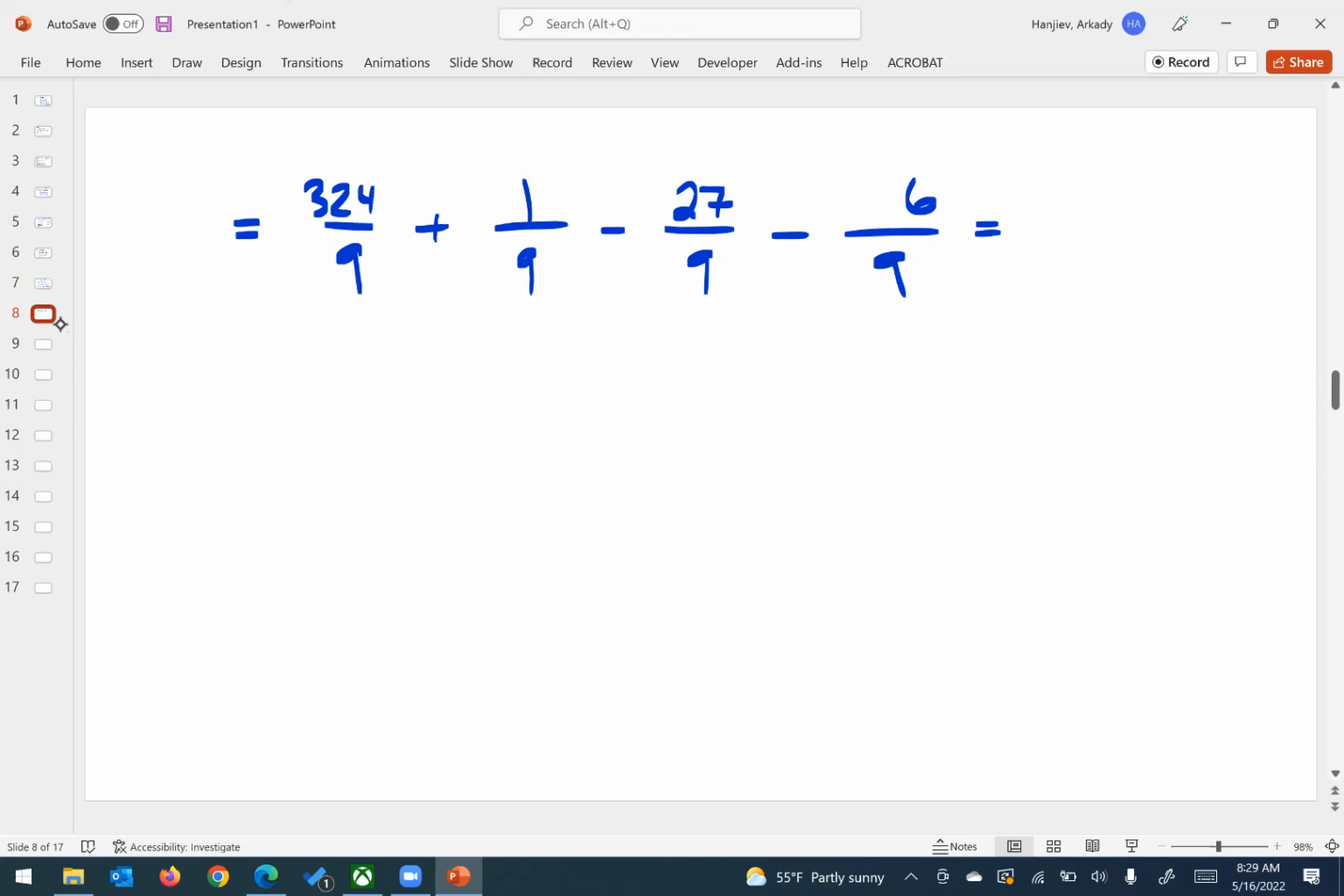Is 32.4. Oh, gotcha. What's just the top? What's 324 plus 1 minus 27 minus 6? Is that 292? 292. Anybody second that? Yeah, 292. And then Haley divided this and we got 32.4444 repeating. So you also know that this is really 32 and 4/9, because the 9 gives you a repeater of that same value.